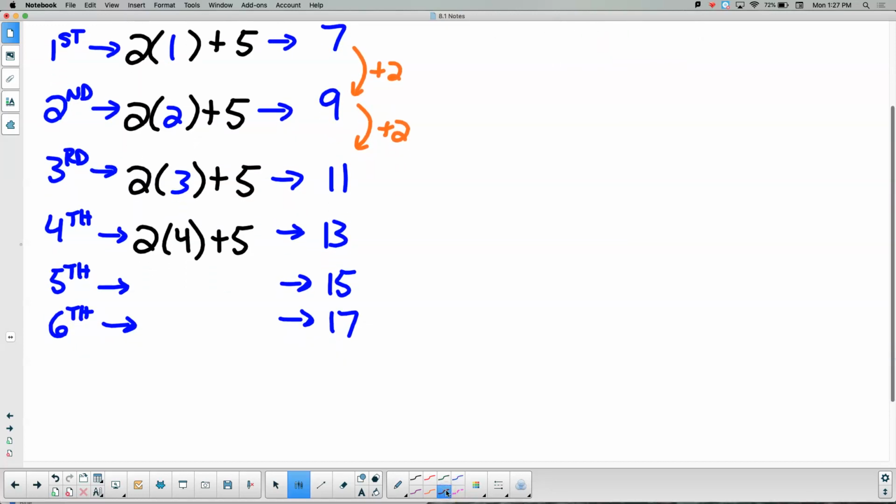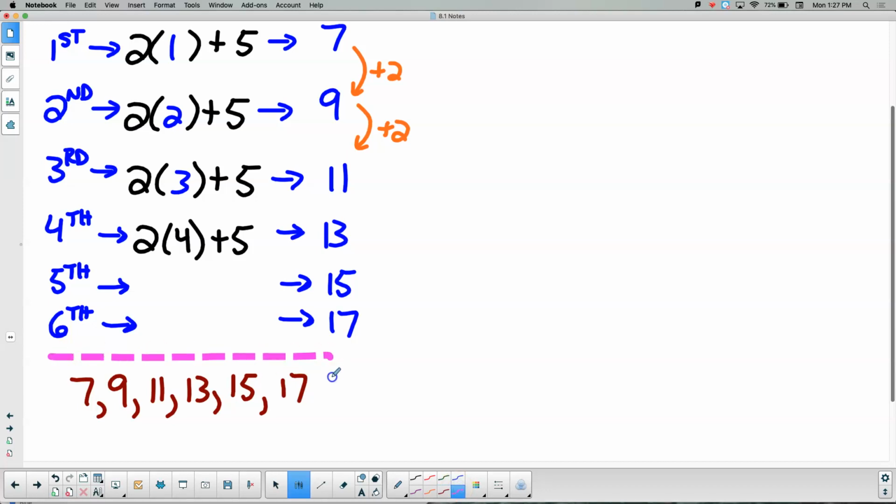Then, to give my final answer, because it said write the sequence, I would start with my first term of 7, 9, 11, 13, 15, 17. I needed to write the first 6 terms of the sequence. If I only wrote the first 5 terms, clearly I didn't follow directions. So if you don't get all the way to the 6th term, you're not done yet.